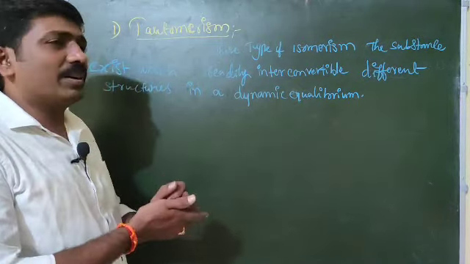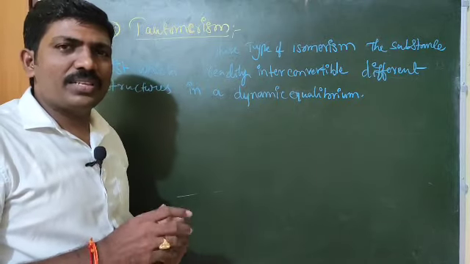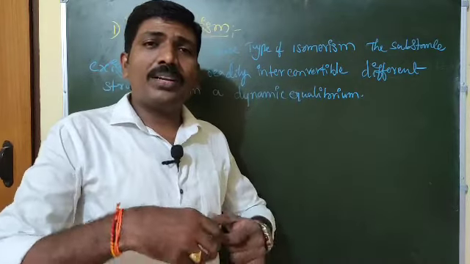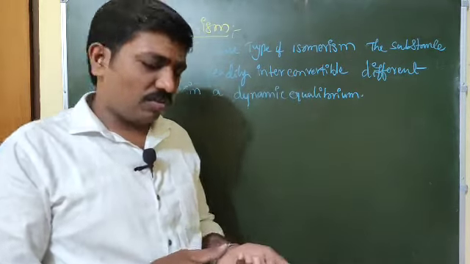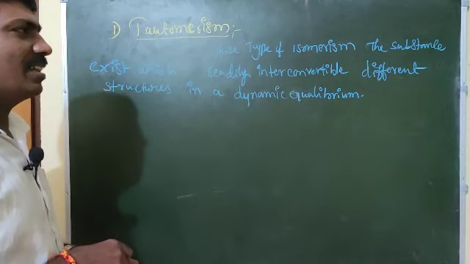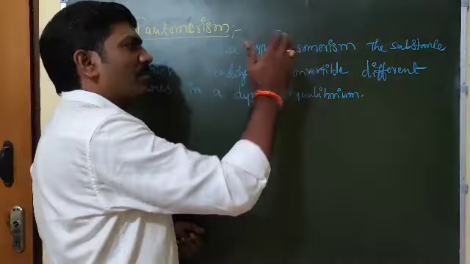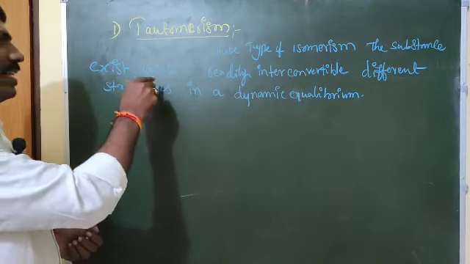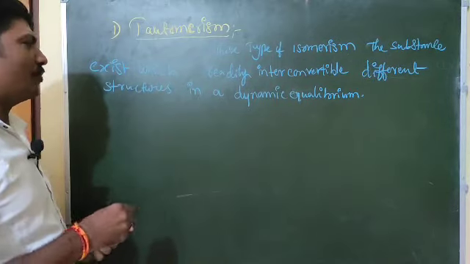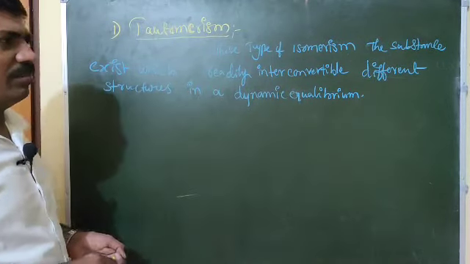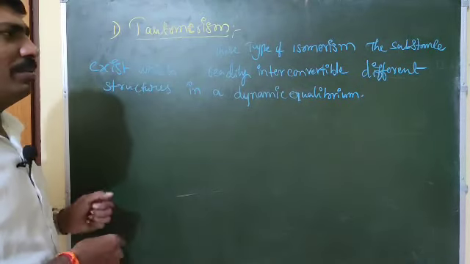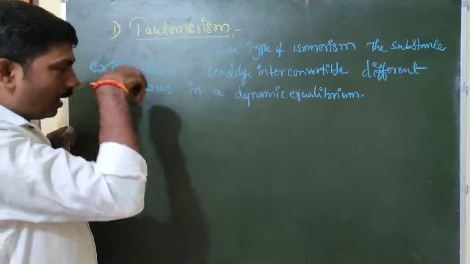You know the isomerism definition: same molecular formula but different arrangement of atoms is known as isomerism. This is also a special type of functional isomerism, in which a substance exists as two readily interconvertible, different structures in a dynamic equilibrium.